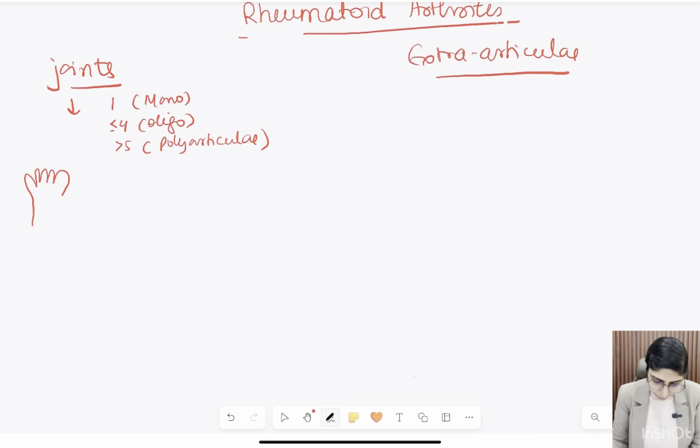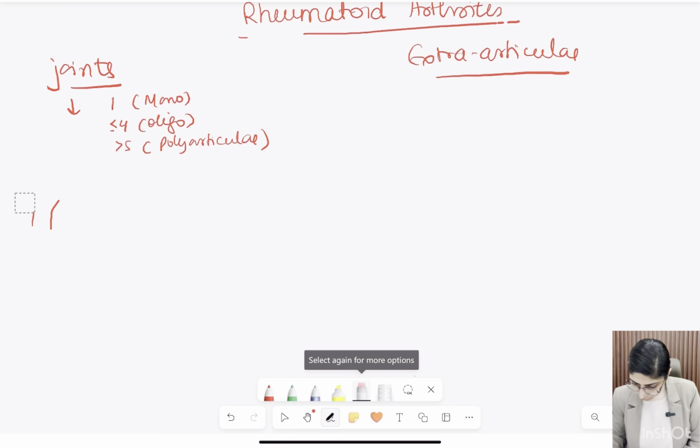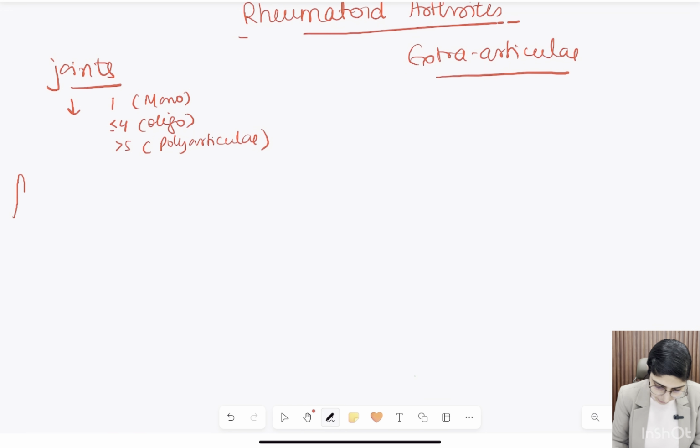If this is a hand, pardon my drawing again. Oh wait, this is too funny. I'll try again. If this is a thumb, finger, one, two, three, and four. Sorry, students. Okay, so the mainly involved joints are wrist, MCP, these joints, and then PIP. So wrist, MCP, and PIP joints.